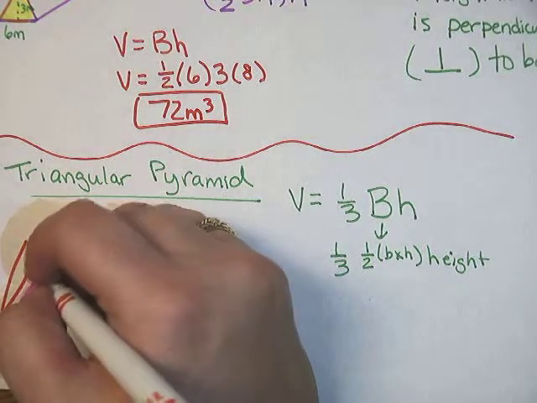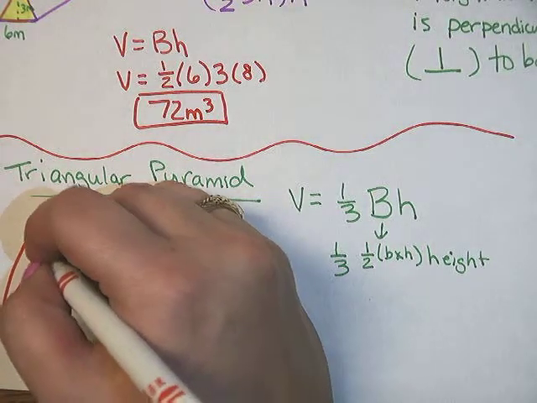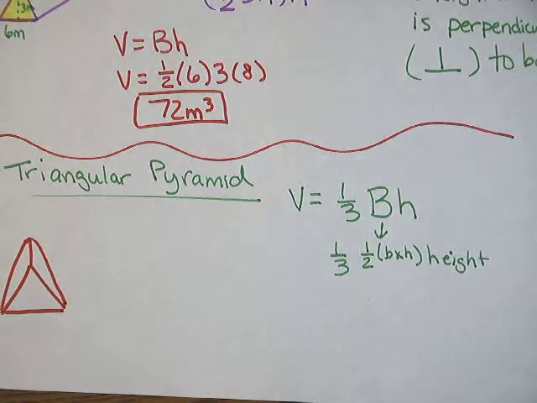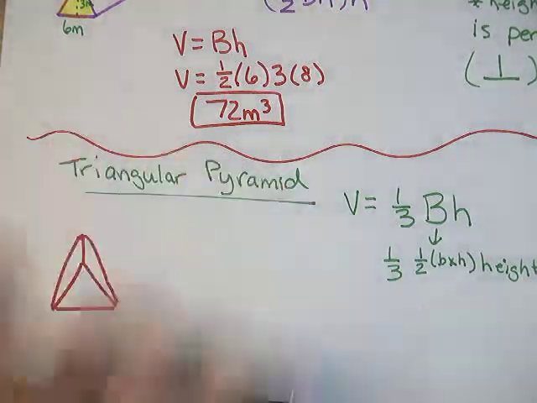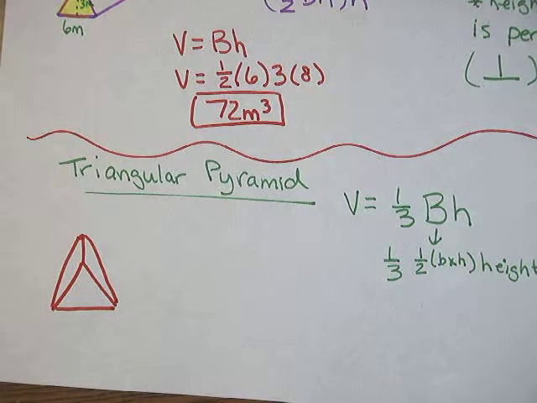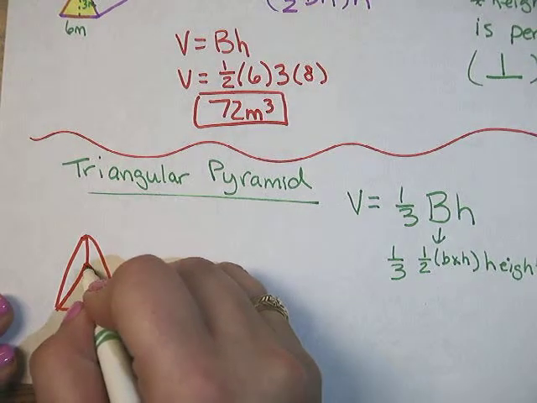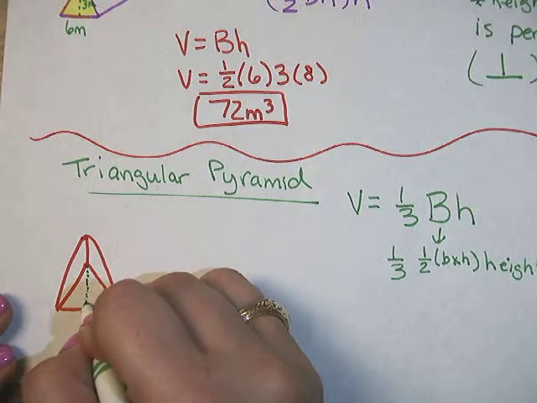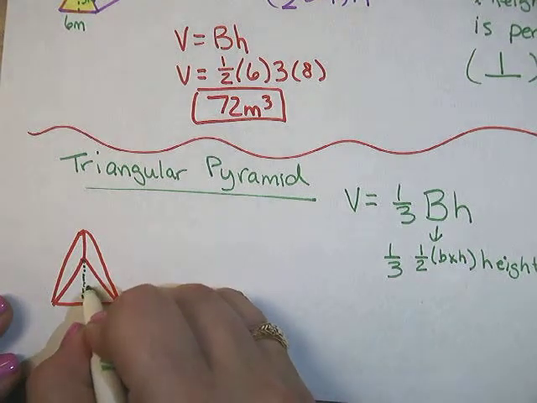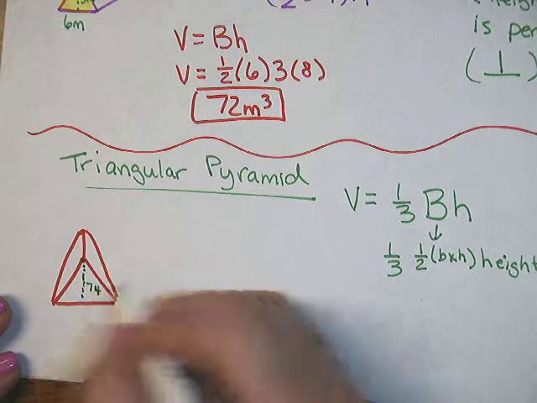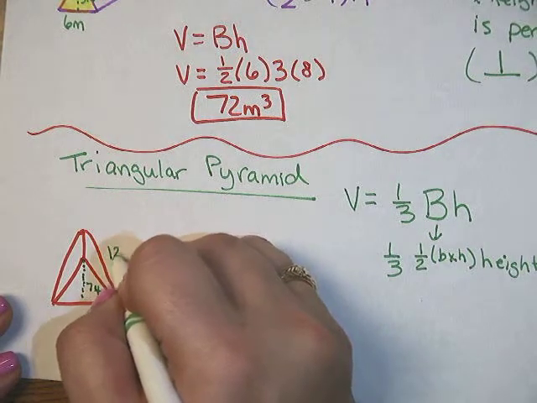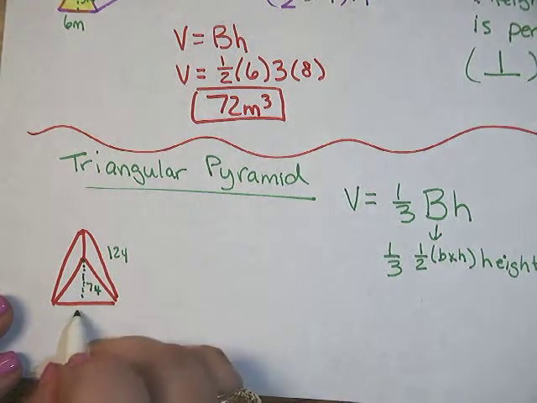Okay, so let's draw a triangular pyramid, and y'all have to bear with me because it's hard to draw this one. It looks beautiful. Okay, it's not very triangular. I apologize, I did the best I can. It came to a point, right? Okay, I'm going to draw my little height.